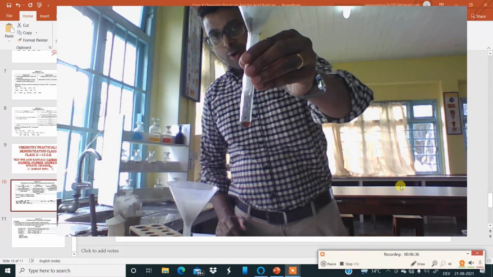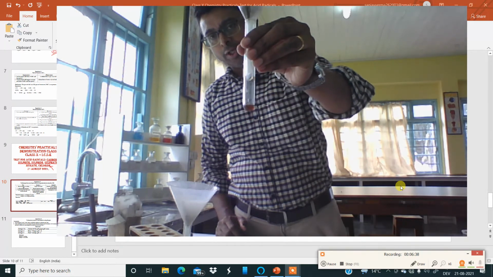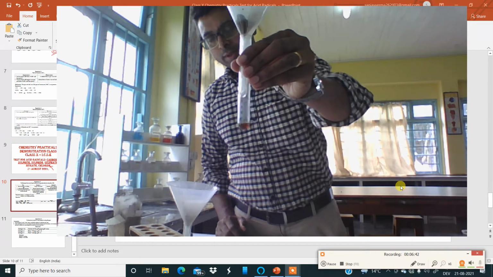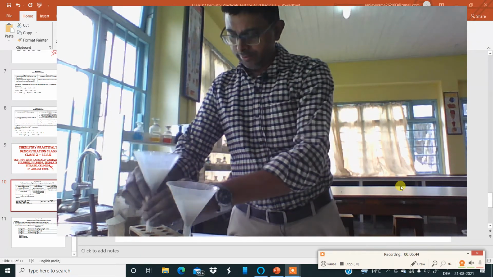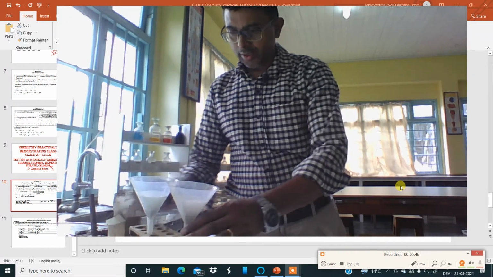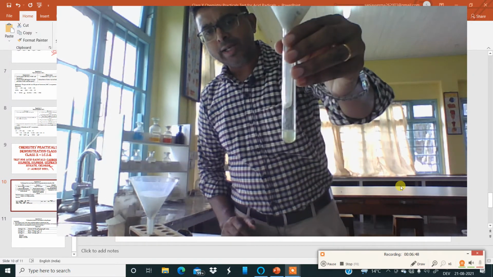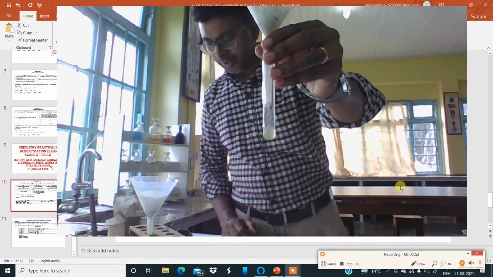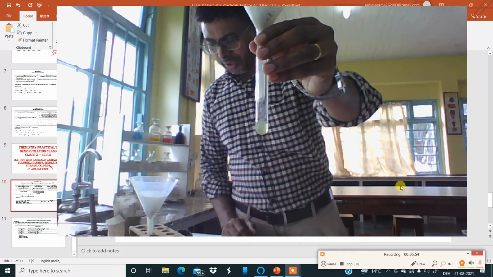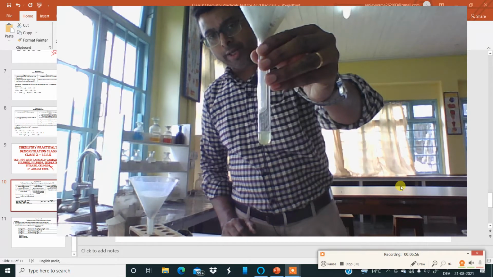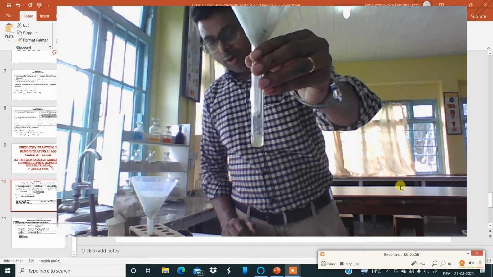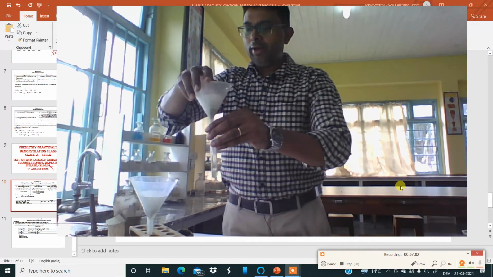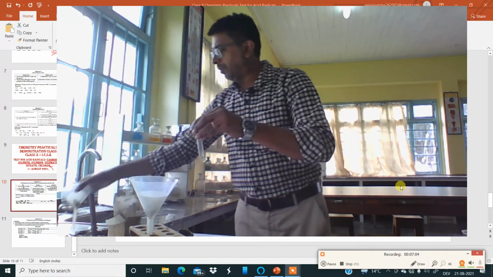is brownish in color. The other one, if you see, the filtrate is slightly bluish in color. So the one which is bluish in color is supposed to be sample A. Sample A is copper oxide. Now I will take this sample A.